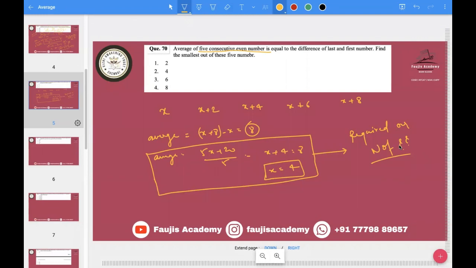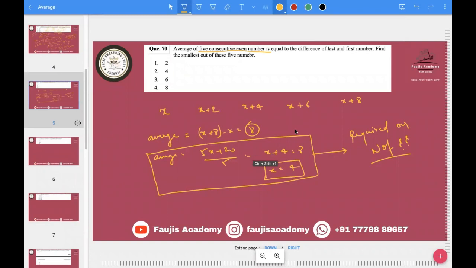So the first term we'll take as x. Then consecutively we can add 2 plus 2 plus 2, as it is said in the question that they are even numbers. We'll take x plus 2, x plus 4, x plus 6, and x plus 8. And the average of these 5 numbers will be x plus x plus 2 plus x plus 4 plus x plus 6 plus x plus 8 divided by 5, which will be equal to 5x plus 20 by 5, which will be equal to x plus 4.